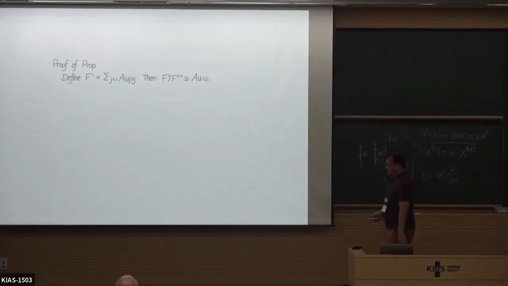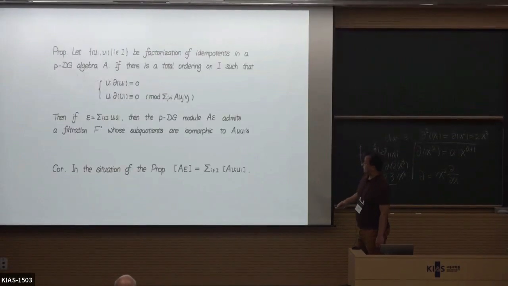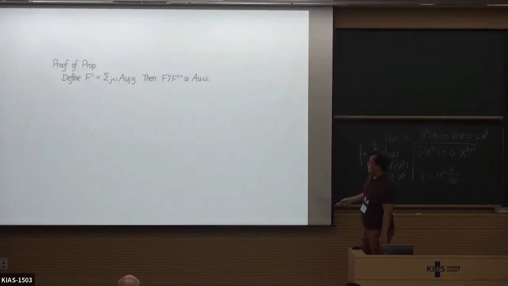And why is this the case? It's very easy to prove. Once you realize what you need to prove, you just need to introduce a filtration on the module A times epsilon. Recall, epsilon is the sum of all these idempotents, and you want to show that the associated graded are isomorphic to A times the other way of u_i v_i.